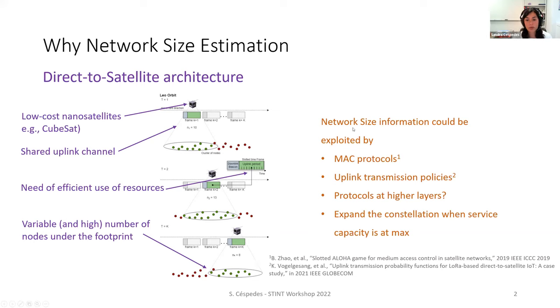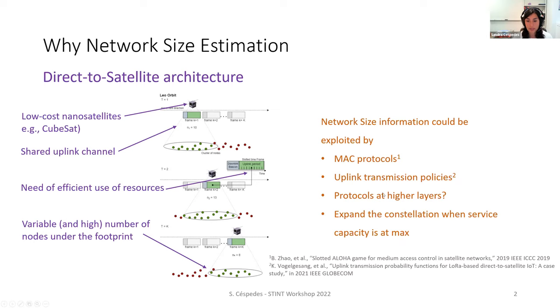So if we have a good estimation of the network size, we could give that information to the MAC protocol so that it can adapt the size of the frame, or adapt the chances it gives to nodes on Earth to access the channel, or delay those accesses and so on. We can also define better uplink transmission policies that could work jointly with the MAC protocol. And here I'm giving just two examples of recent papers that assume they have an estimation of the network size so that they can have a better design of the MAC protocol or the uplink transmission policies.